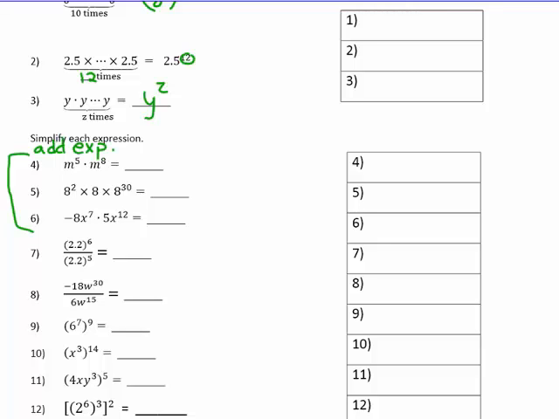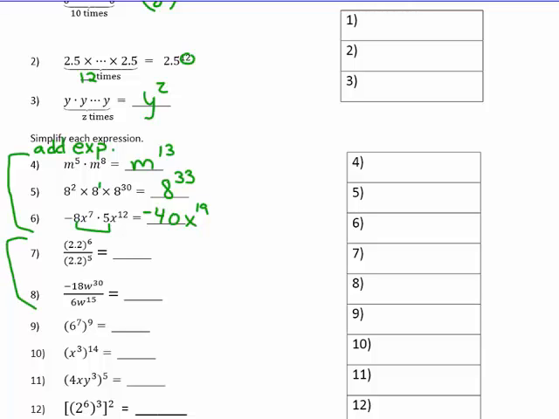So this is going to be m to the 13th. Here my base is 8. Remembering if you don't see an exponent, it's a 1. So 2 plus 1 plus 30 is 33. And for here, we're going to multiply the numbers out front, which is negative 40. Then we're going to add our exponents, x to the 19th.